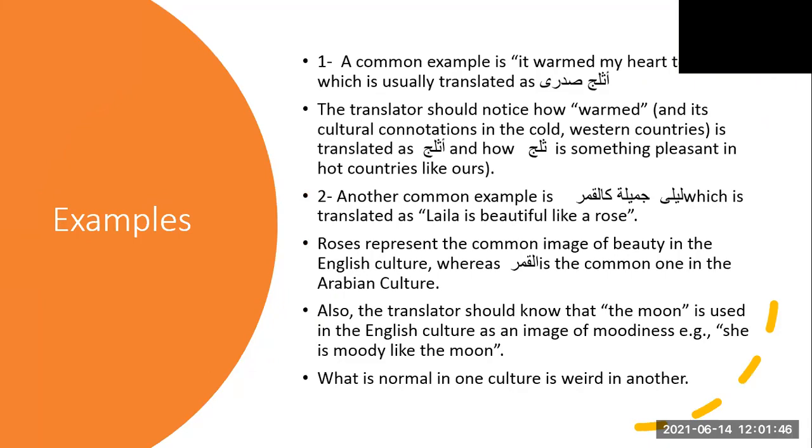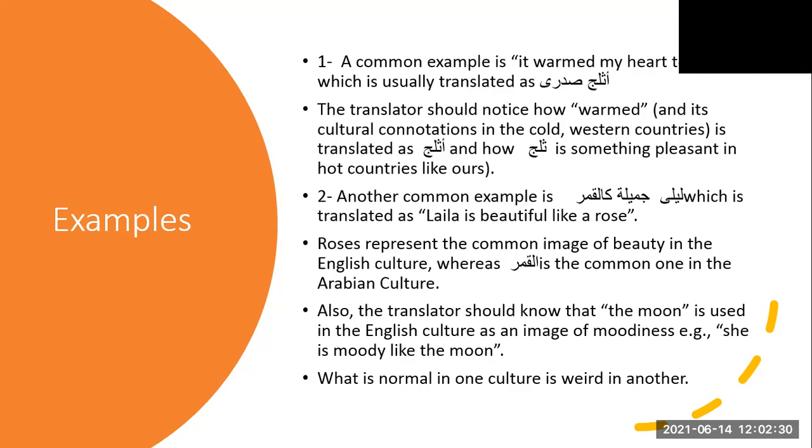A common example that you know is in English, it warmed my heart to see you the other day. How do we translate it? We do not translate it as لقد أدفأ قلبي أن, because it has no meaning in our culture. What we say is exactly the opposite. أثلج صدري. This is the culture. If you say أدفأ صدري, it doesn't mean anything. It's funny.